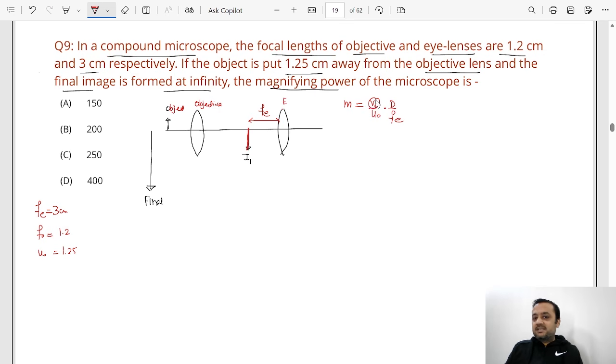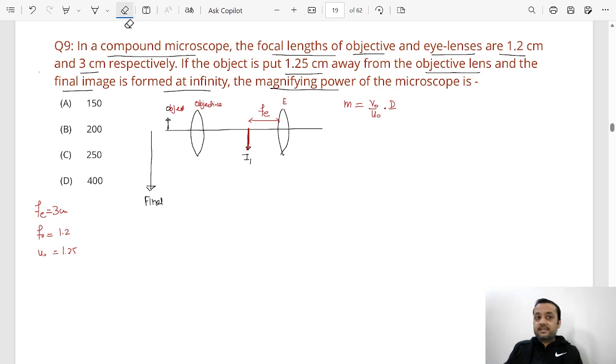Vo is the image distance for the objective, Uo is the object distance for the objective, D is the least distance of distinct vision, which is 25, and Fe is the focal length of the eyepiece. This formula is true when the image is formed at infinity. Otherwise, the general formula has Ue here. Ue is the object distance for the eyepiece. I1 is the object for the eyepiece, so Ue will become Fe in this particular situation, which is why I put Ue as Fe for this question.